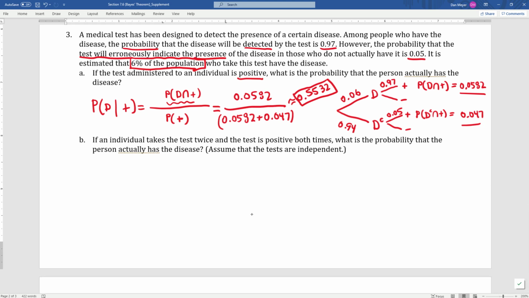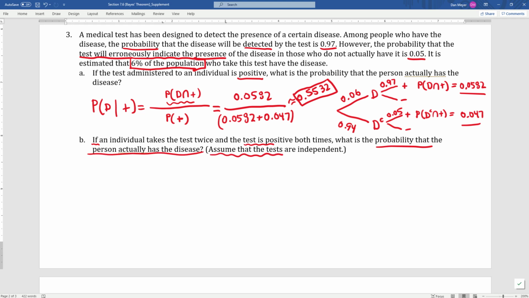All right. And assuming that the test is positive both times. So there's a conditional event here. We're taking the test twice and getting a positive test both times. We want to know, again, the probability that the person actually has the disease. And we're going to assume that the tests are independent.